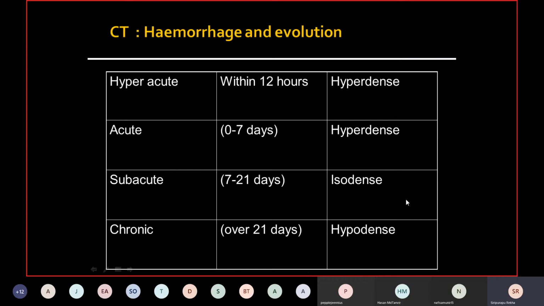Okay, so this is just a table showing the different time frames. If you look at the literature, there might be a little bit of variability in the timing, as in the number of days that people call acute, subacute, and chronic. What I tend to do is go more by the imaging. So if I see a hyperdense clot, I call it acute. If I see isodense, I call it subacute. And if it's hypodense, I liken it to a chronic clot.